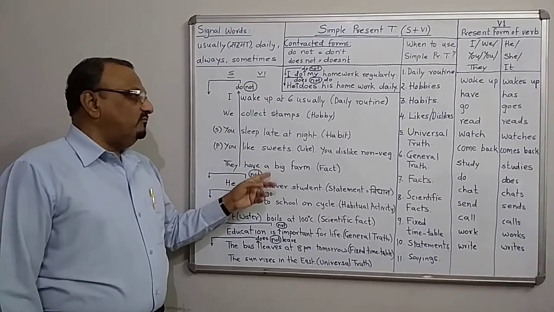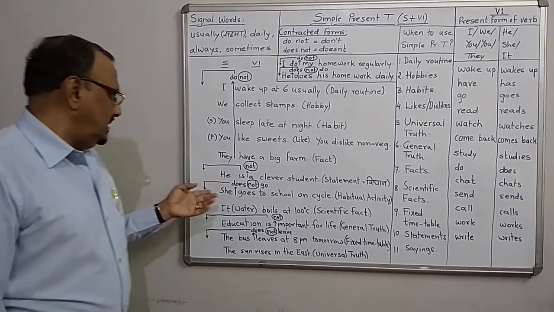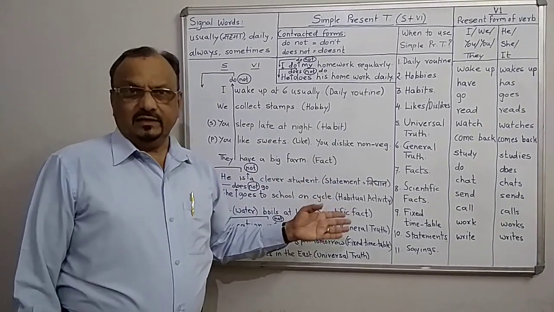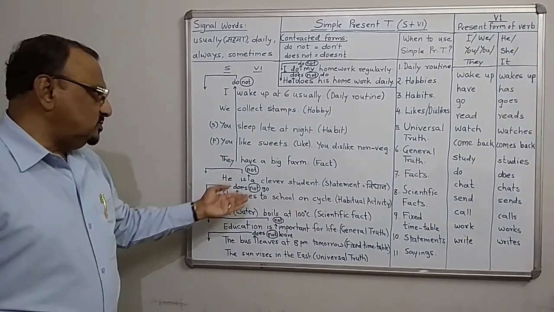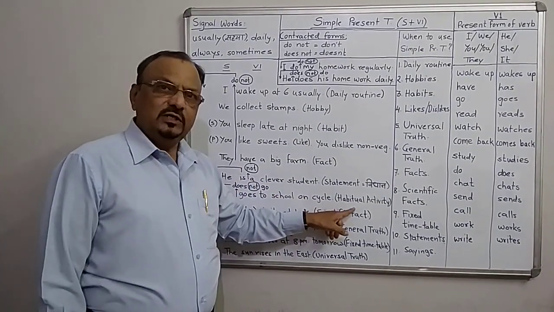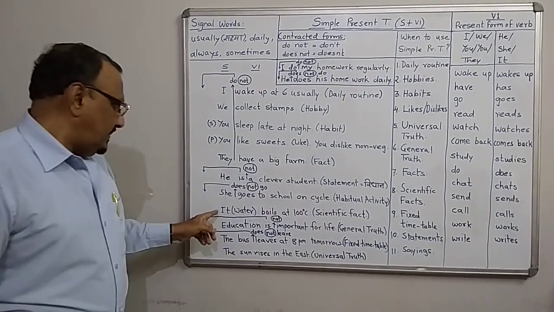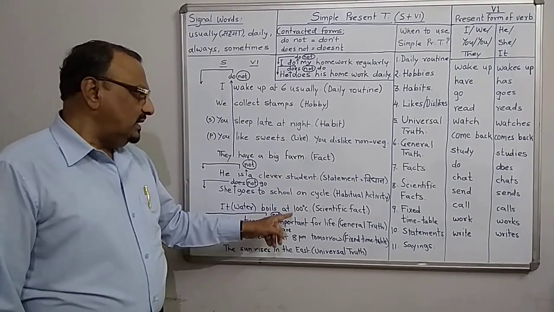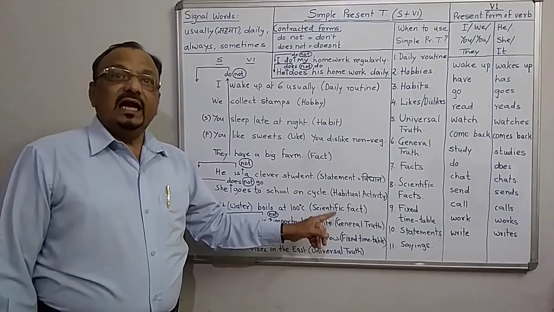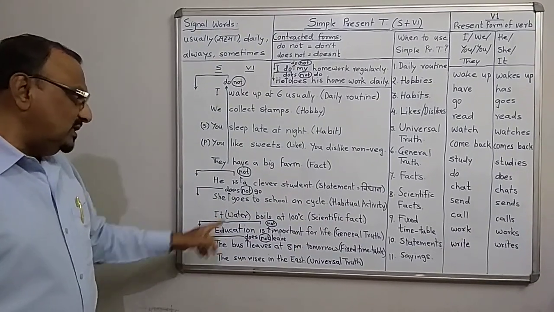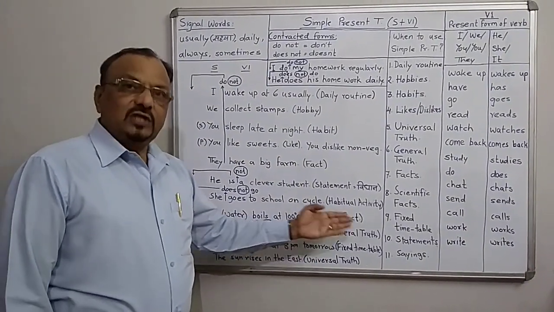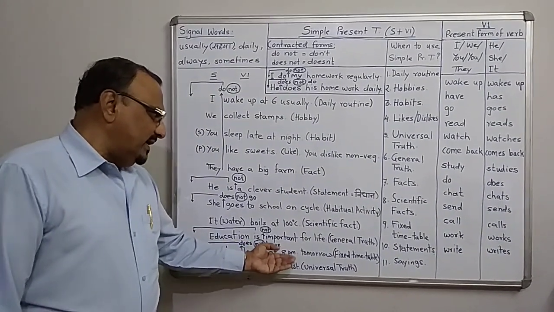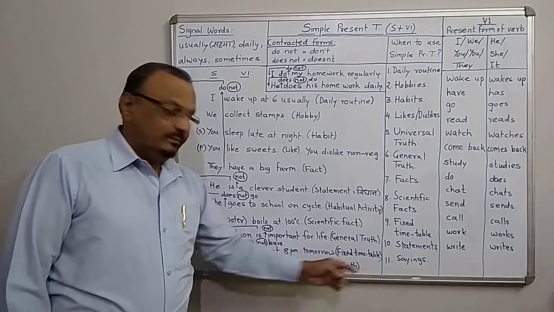They have a big farm. It's a fact. Okay. He is a clever student. It's a statement. म्हणजे विधान. Okay. She goes to school on cycle. It's a habitual activity. Then water, that is it. It boils at 100 degrees Celsius. This is scientific fact. Education is important for life. General truth. The bus leaves at 8 p.m. tomorrow. It's a fixed timetable.